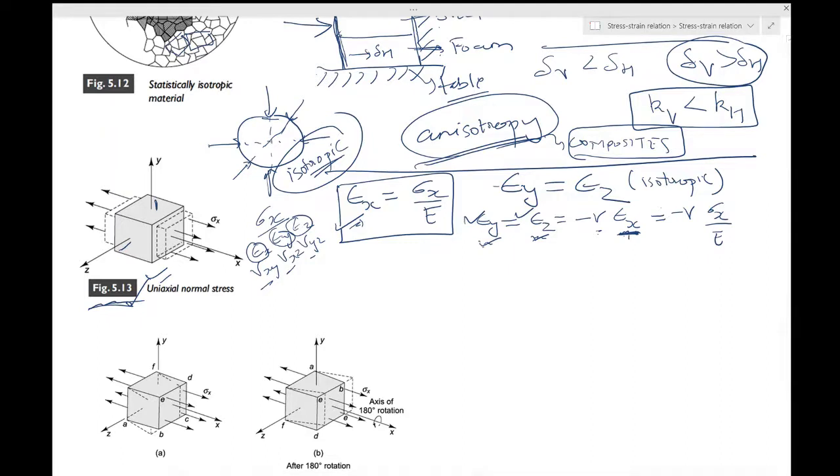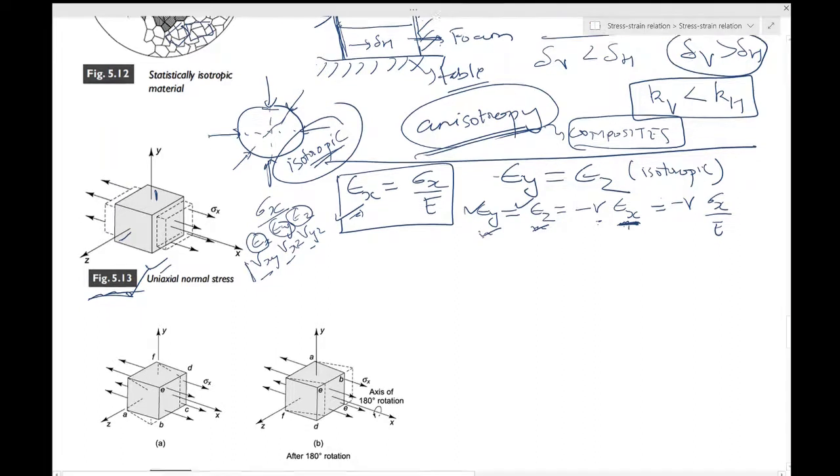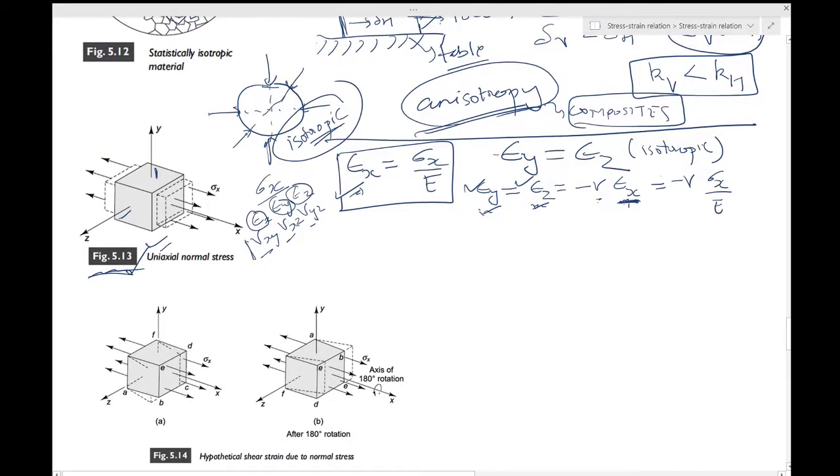Now consider the possibility of a shear strain resulting from the normal stress sigma x. We want to see now how this can be calculated. Now the isotropy of the material simplifies the relations, and let's see how. Suppose that a shear strain were present because of the action of sigma x alone.